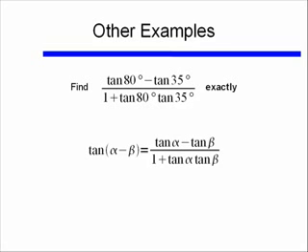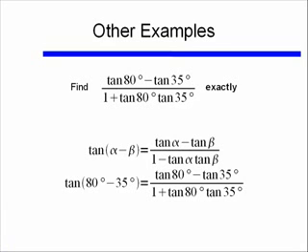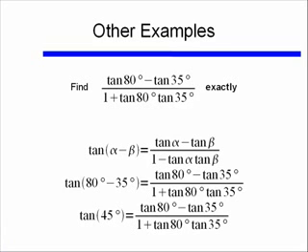Plugging in the values of alpha and beta, we find that tangent of 80 degrees minus tangent of 35 degrees over 1 plus tangent of 80 degrees times tangent of 35 degrees simply equals tangent of 80 degrees minus 35 degrees, or tangent of 45 degrees. And tangent of 45 degrees is just equal to 1. So that whole mess up there just equals the value 1 exactly.